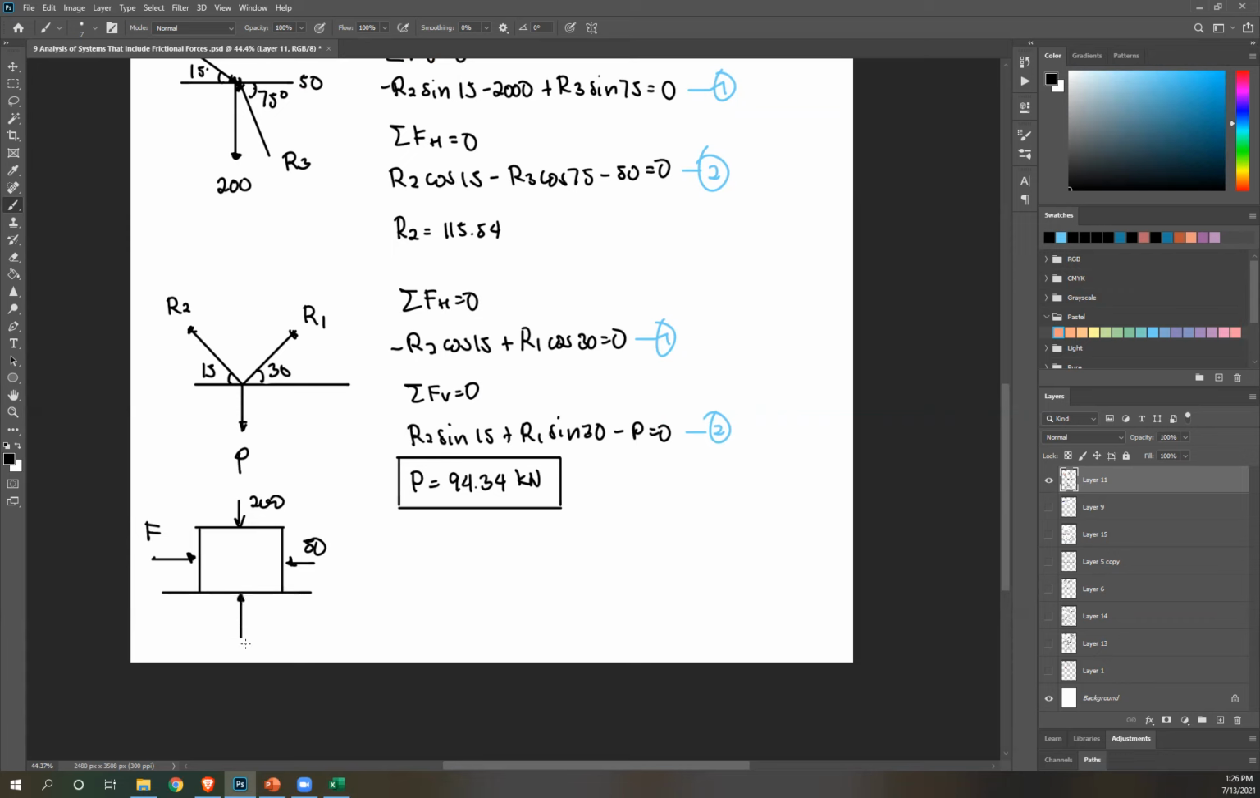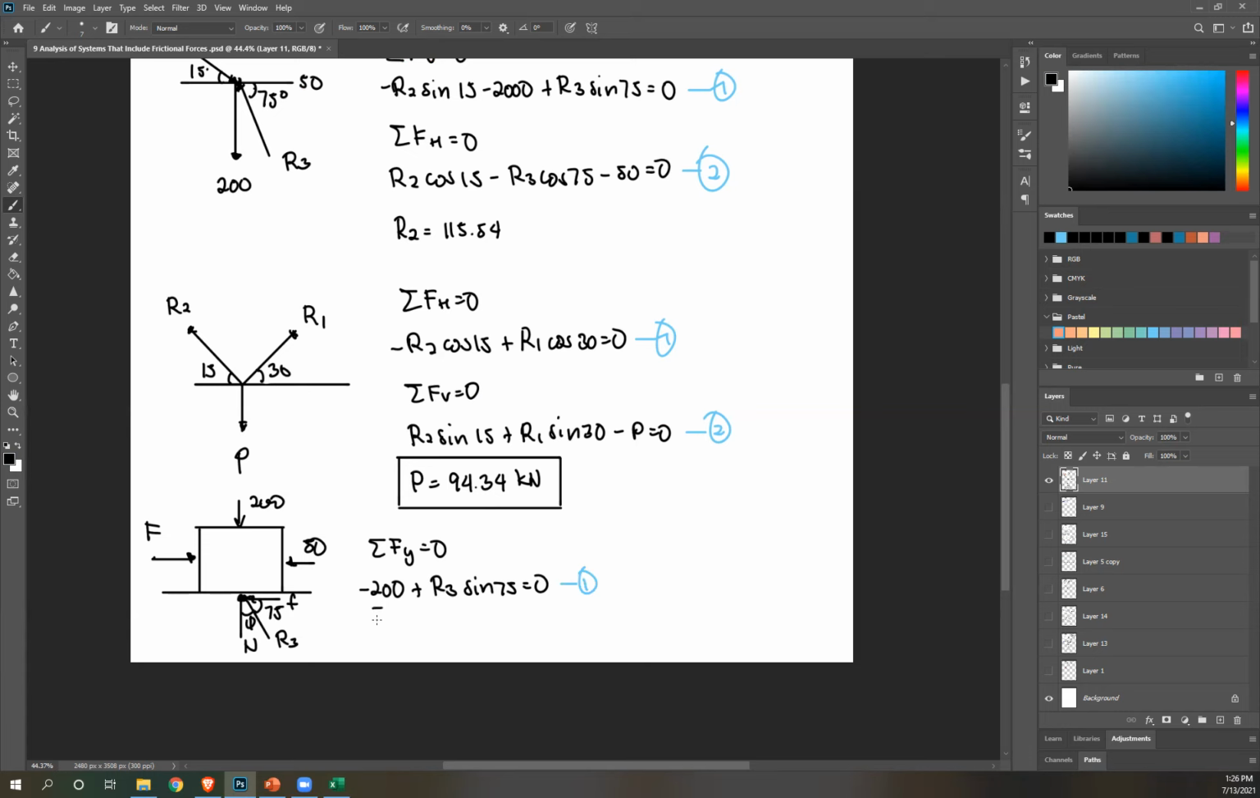Okay, so same thing applies. We have normal force here. This is your friction, and this will be your R3. And then this is phi. Okay, solving for that, let's start with y equals 0. Negative 200 plus R3, 90 minus phi. This would be 75 since phi is 15. So R3 sine 75 equals 0. Again, equation 1.